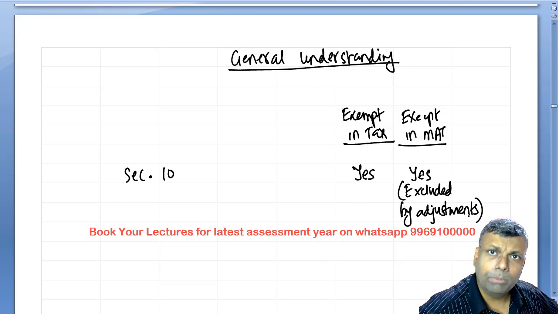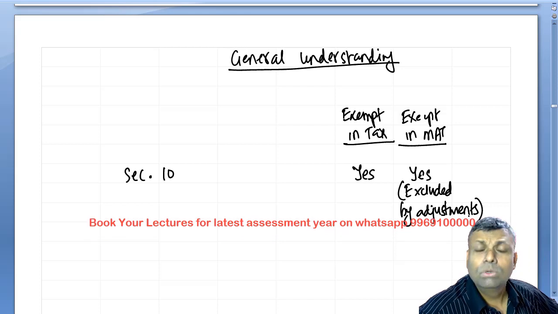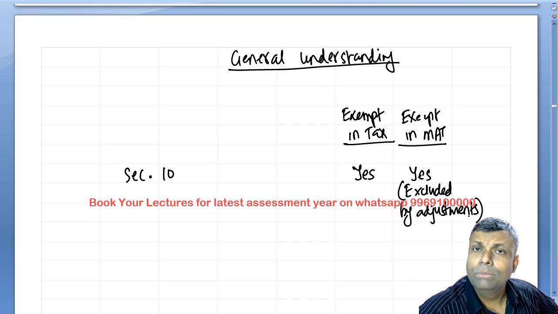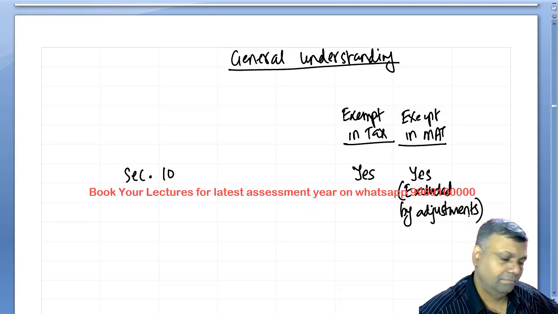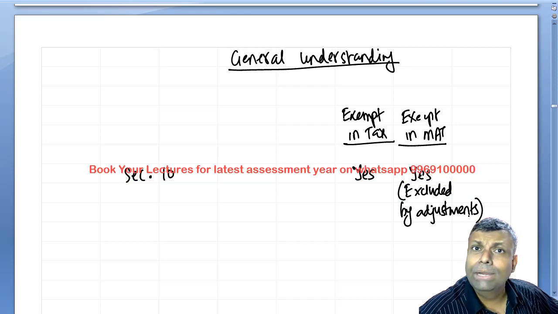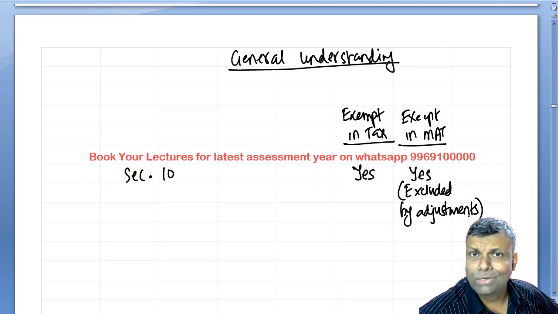And this is actually the real purpose and the objective of the adjustments. What is the real purpose of the adjustments? Is it only that you want to exclude it? Why do you want to exclude it? Because you don't want to tax it. Some people also think of it like that, taxable in MAT or not taxable in MAT. That also you can think.